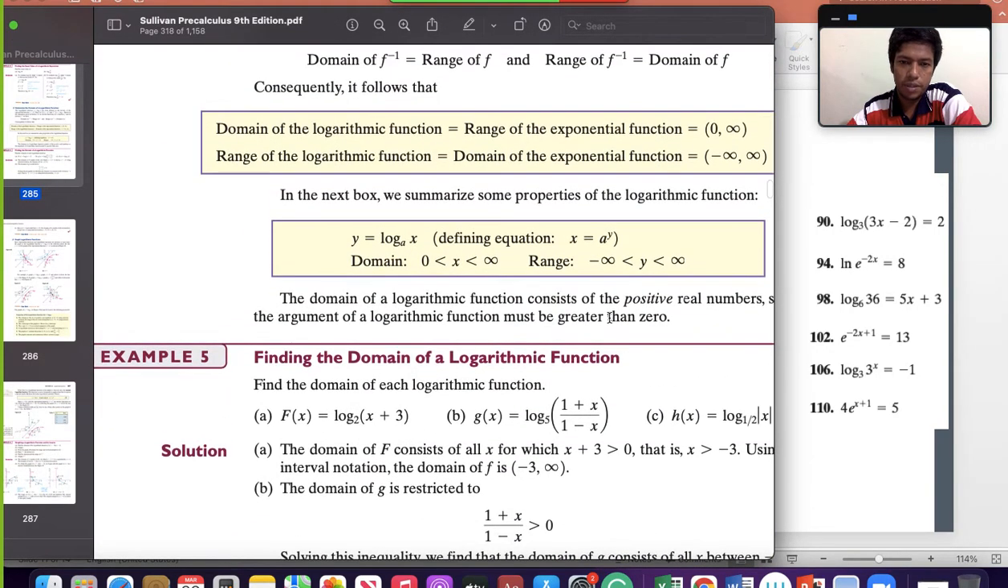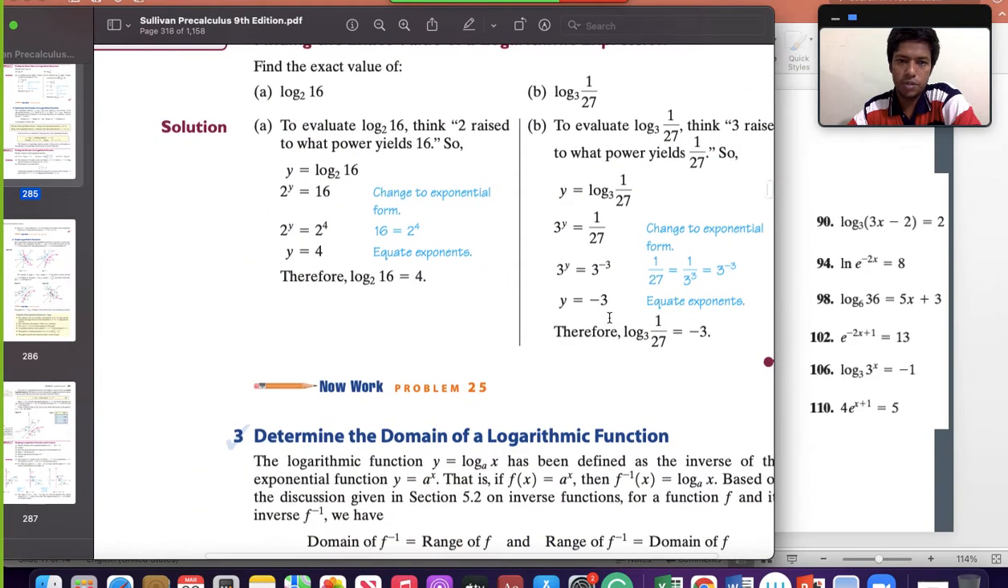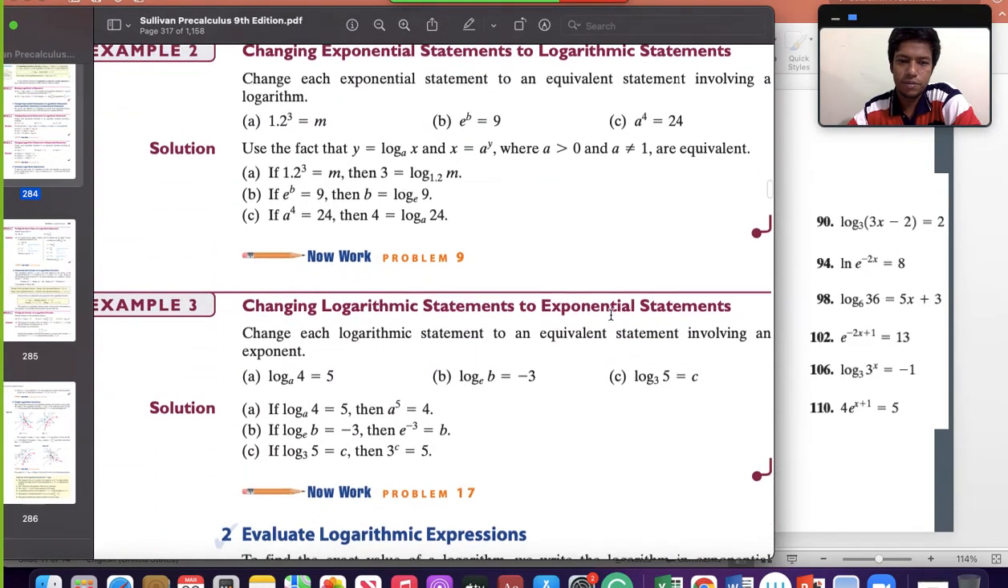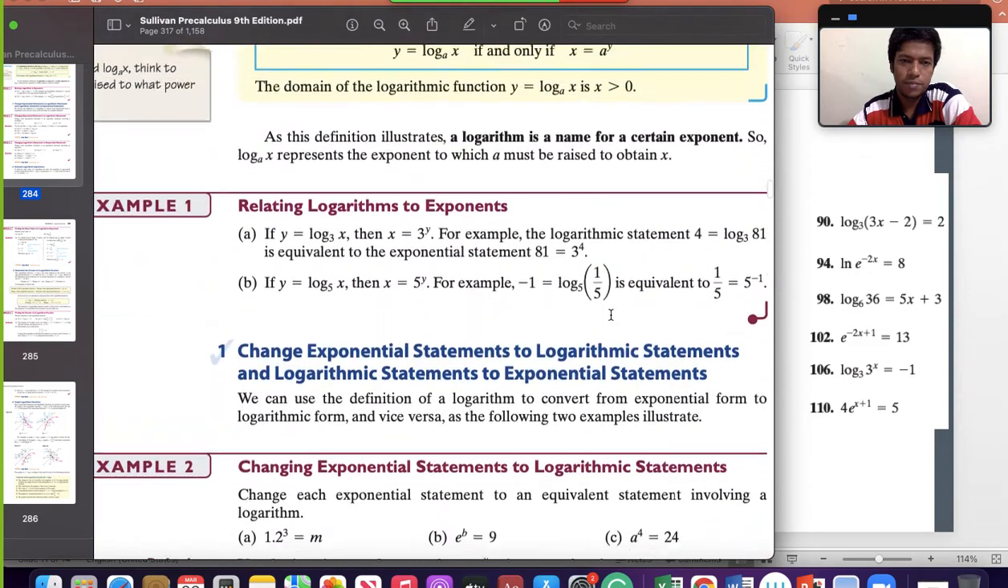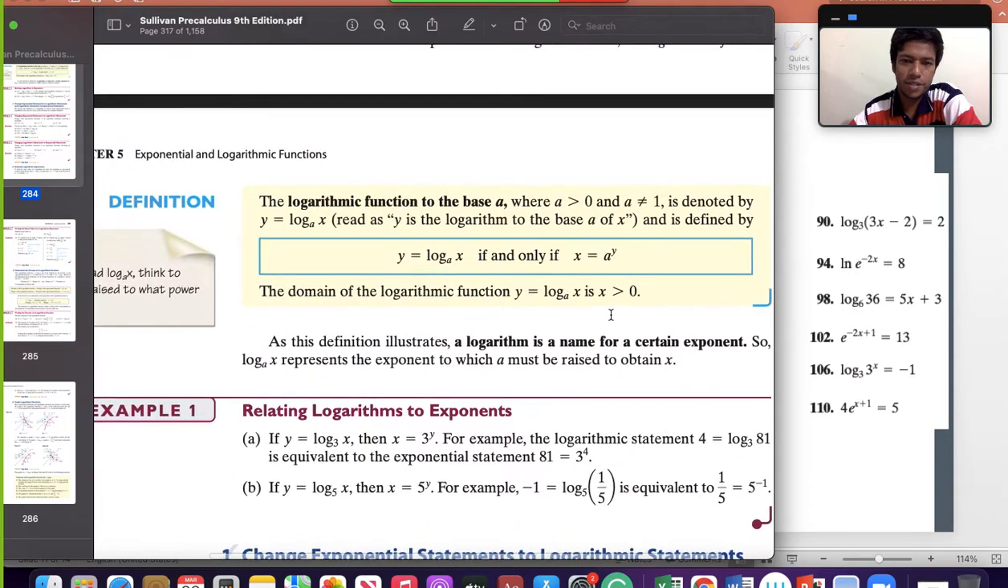This is the book that we are solving now. And all the concepts that we talk about, all of them are here. The domain of the logarithmic function y equals a log base a of x is x greater than 0. So you have some x is greater than 0 thing here.